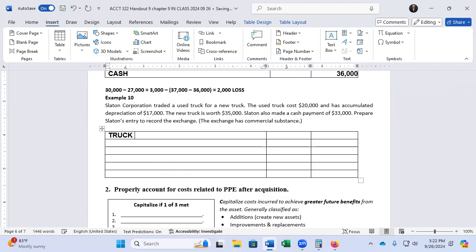So we have truck new, 35,000. Accumulated depreciation for old truck, 17,000. We get rid of the old truck, 20,000. And we also provided cash of 33,000. And so now you calculate whether or not we have a gain or a loss.